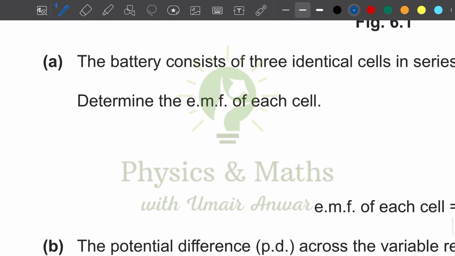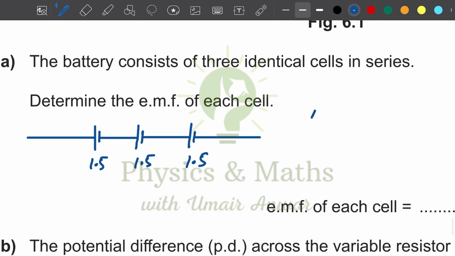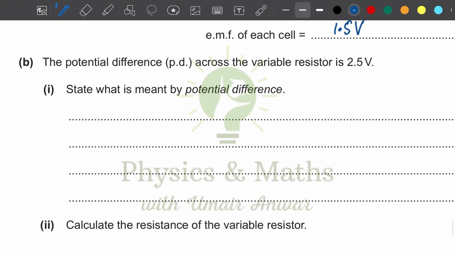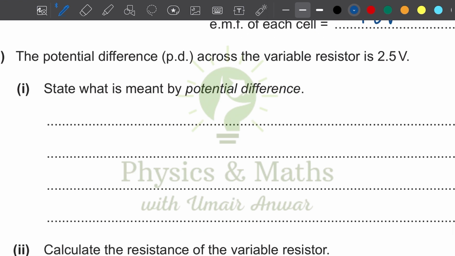So it means that there should be at least 3 cells and each of them should be of 1.5 volts. That is why the total EMF is 4.5 volts. So 4.5 divided by 3 is 1.5 volts. This is the EMF of each individual cell. The next part says the potential difference across the variable resistor is 2.5 volts. State what is meant by the potential difference.